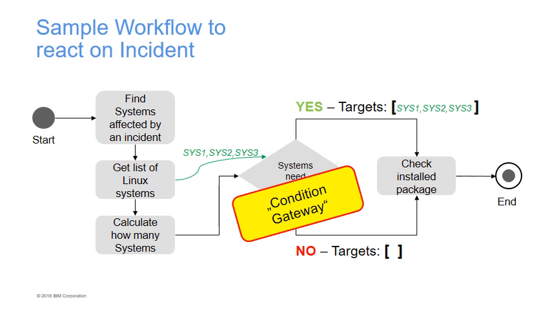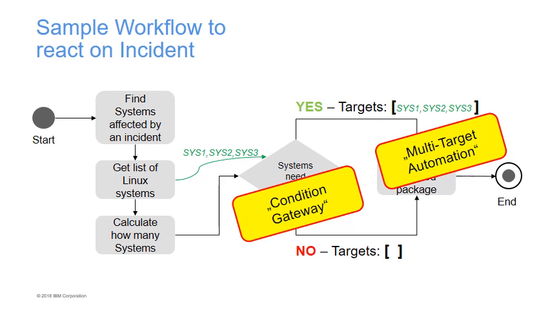The automation which does the decision where another automation needs to run, we call a condition gateway. Since a condition gateway returns very often a list of systems where something has to be taken out, where an automation has to run, we call the automation running the same script on multiple endpoints a multi-target automation.